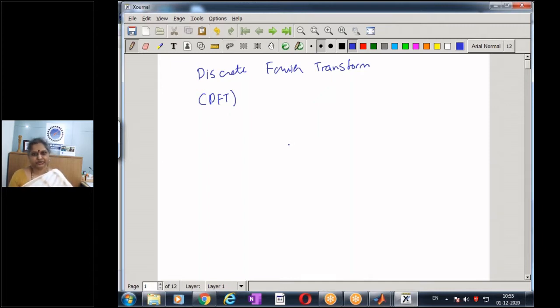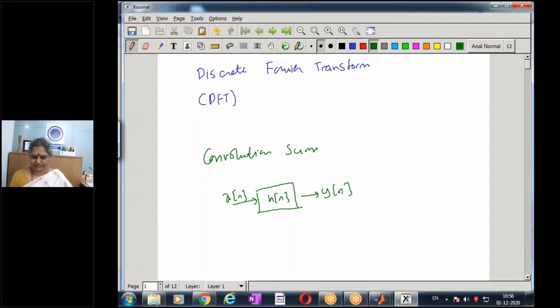Now, to move into this discrete Fourier transform, we shall first take up the convolution example, or the property that we had seen in the previous module. Let us consider the convolution sum of an LTI system which has an input x of n, impulse response h of n, and output y of n.